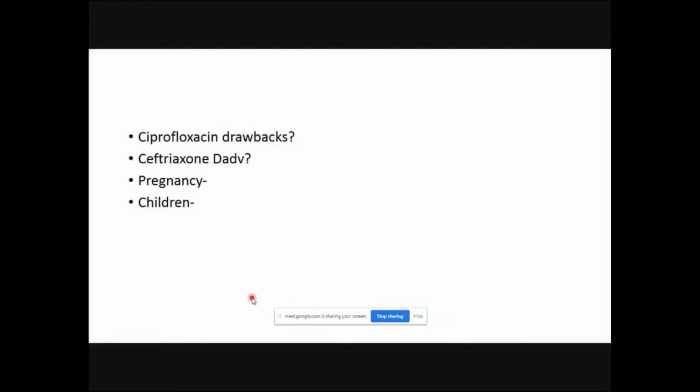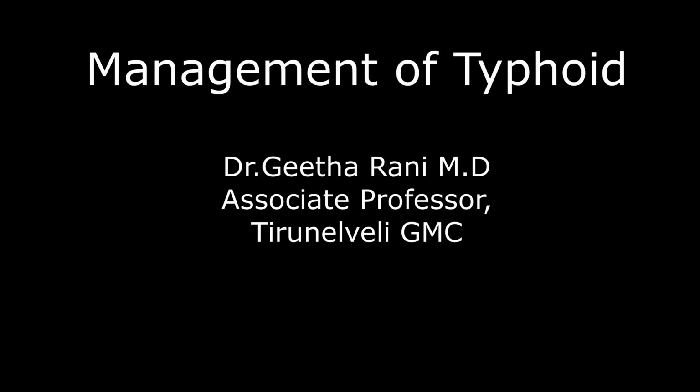What are the drawbacks of cephalosporins? Yes, with respect to age group, the interactions with respect to age group for fluoroquinolones, ciprofloxacin. Typhoid fever is again not common in children, but fluoroquinolones, can they be preferred for children?